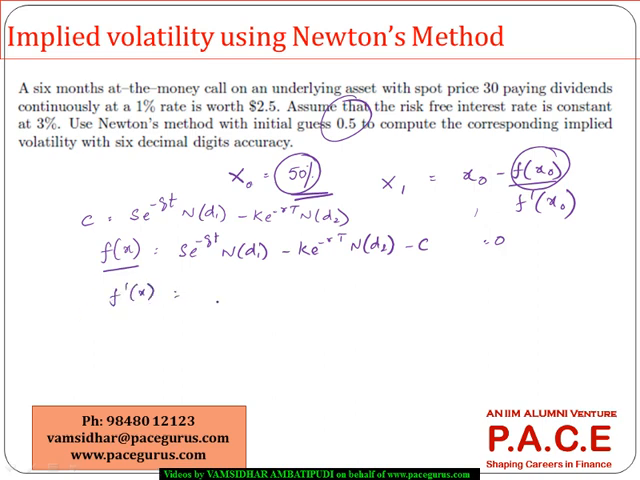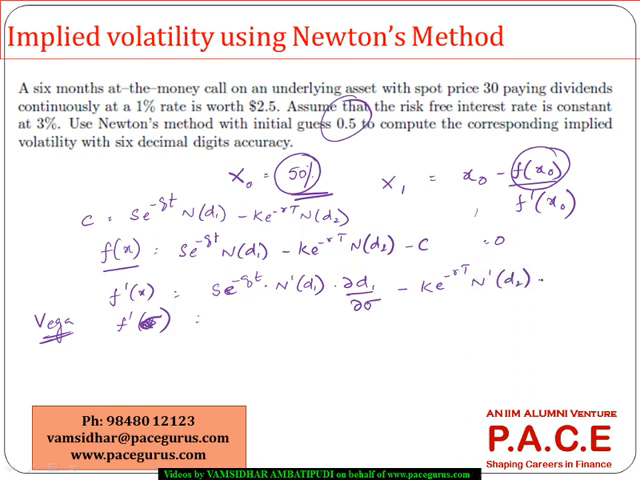And when I'm looking at f dash of x, interesting thing, I can very well evaluate f dash of sigma, which is nothing but differentiating this equation with respect to sigma. I'm trying to compute the vega of this option, because if I differentiate it, it directly becomes S e power minus qT n dash d1 dou d1 by dou sigma minus K e power minus rT n dash d2 dou d2 by dou sigma. We know from the earlier expression that S e power minus qT n dash d1 is the same as K e power minus rT n dash d2.